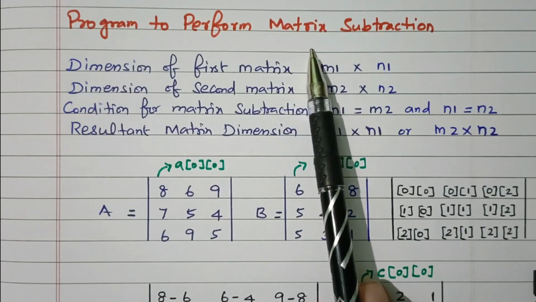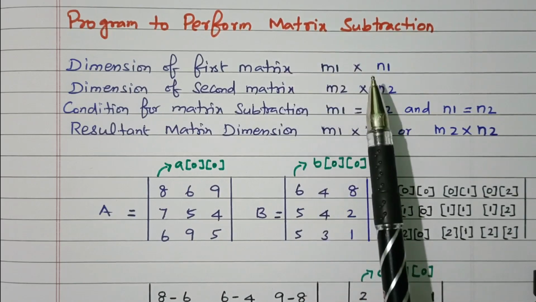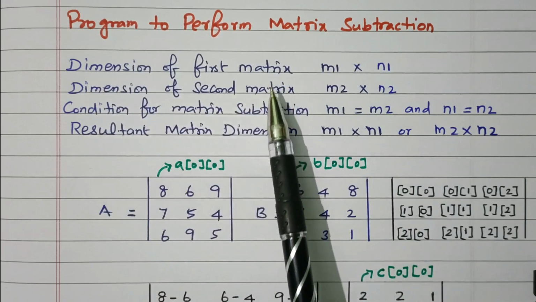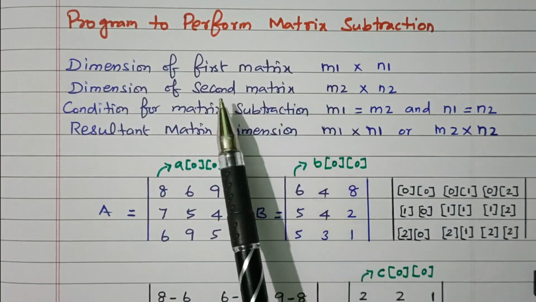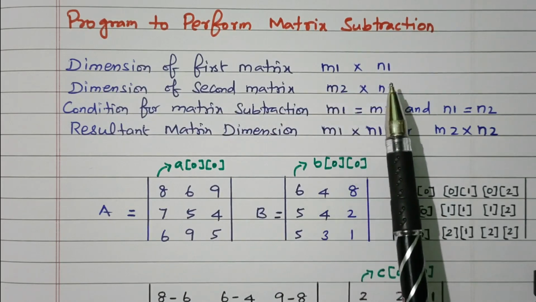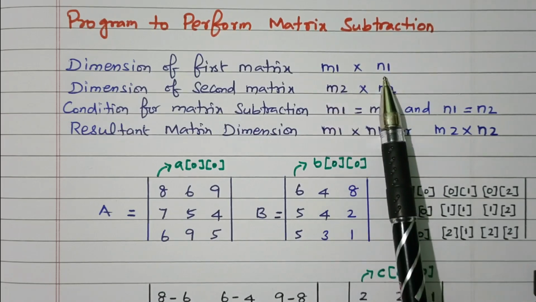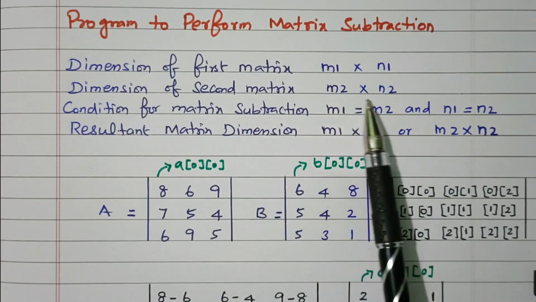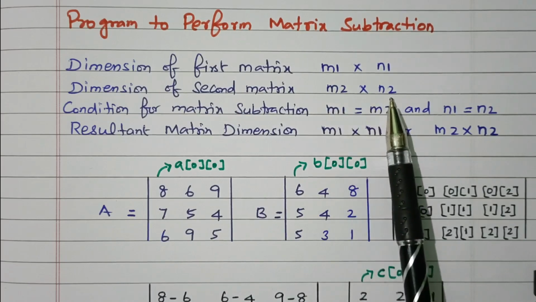So here we need a two dimensional array in order to perform the matrix subtraction. So in this we need to see the dimension of the first matrix, second matrix and resultant matrix. That is important. First you will see the dimension of the first matrix, m1 into n1. That is nothing but the number of rows is m1, the number of columns is n1 for the first matrix. The second matrix is m2 into n2. Number of rows is m2, number of columns is n2.